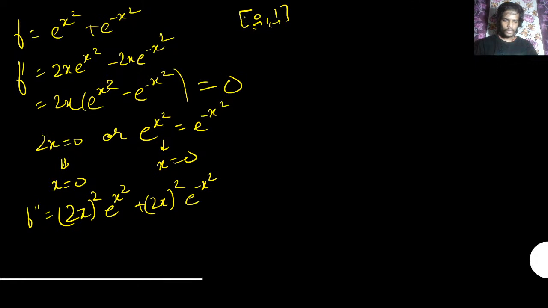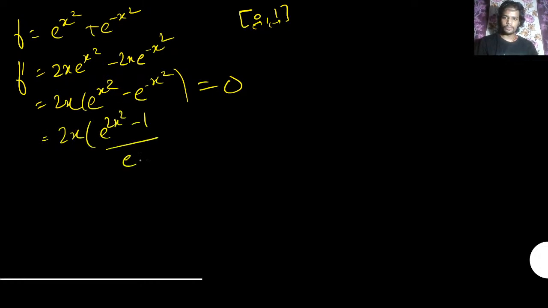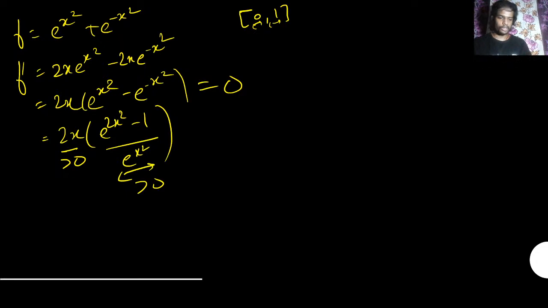Otherwise, if you ignore the x equal to 0 point, the derivative is always positive in the interval 0 to 1. Why did I say so? Let's have a look at this. You can write this as 2x e to the power 2x square minus 1 upon x square. Now understand that this is always positive in 0 to 1, not including 0 exactly, because at 0 this is probably a point of inflection. So we don't have to worry about x equal to 0.